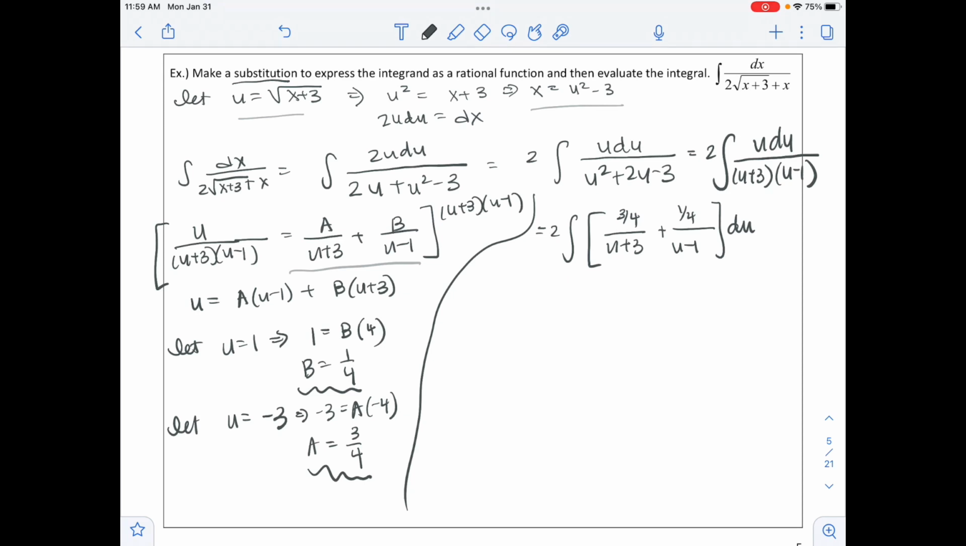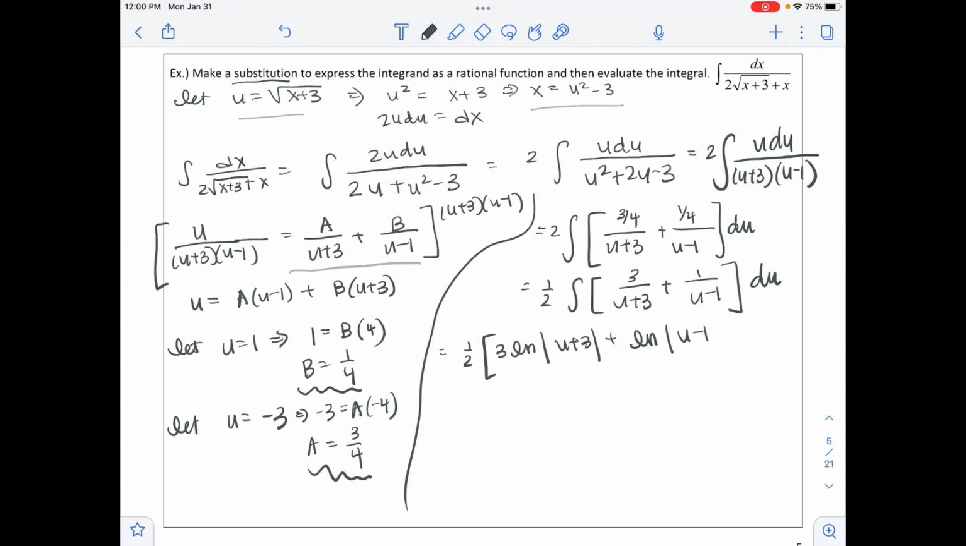And so from here you can pull out 1/4, and when I do that, 2 times 1/4 would be 1/2. The integral now is going to become 3 over u plus 3 plus 1 over u minus 1 du. So with integrating, we have a 1/2 out in front. Integrating the first term, we have 3 times the natural log of the absolute value of u plus 3, plus 1 times the natural log of the absolute value of u minus 1, and then plus C, since it's an indefinite integral.